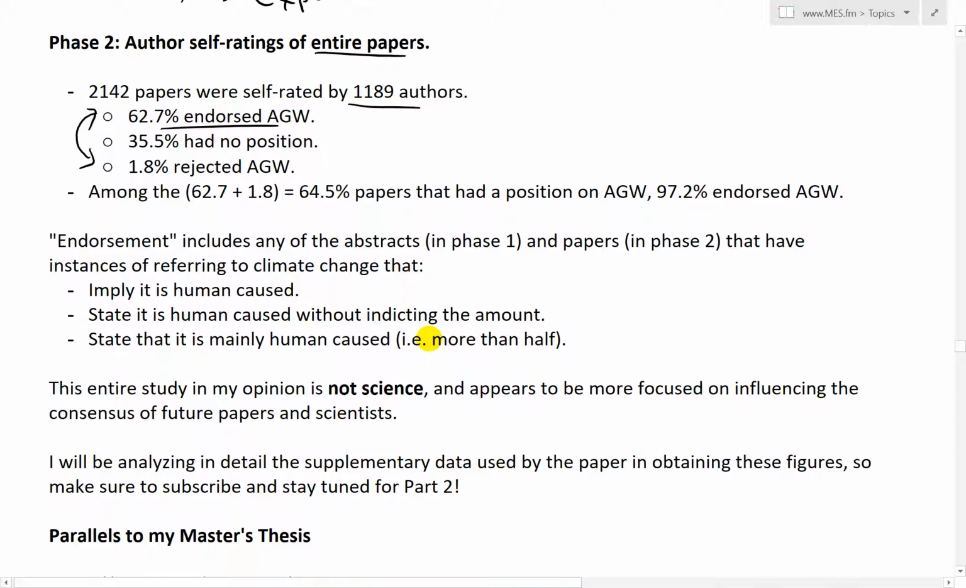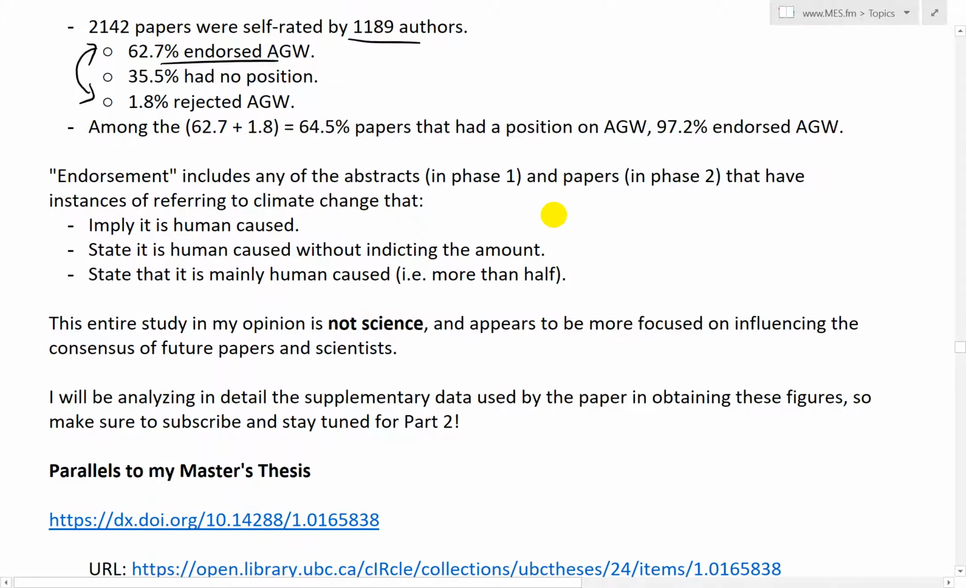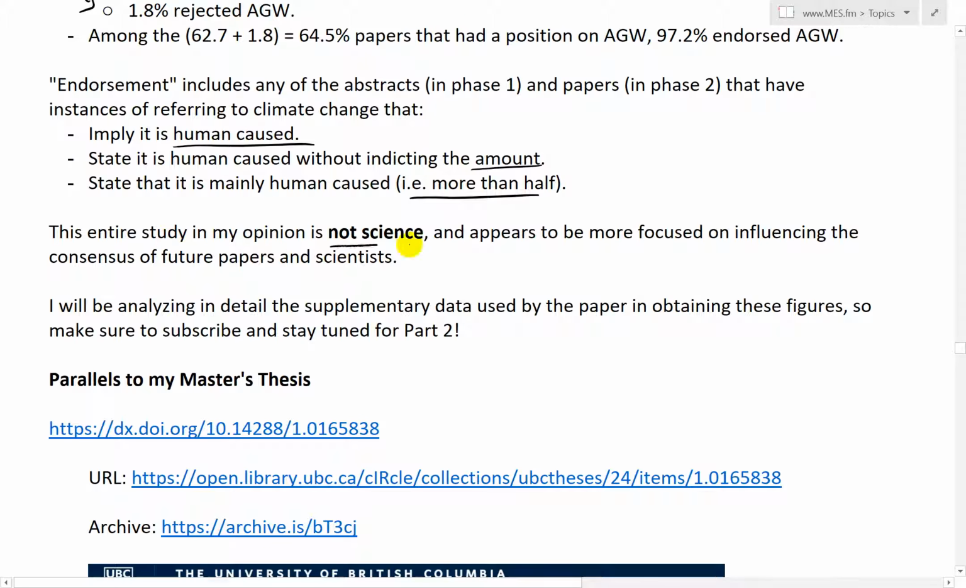An endorsement includes any of the abstracts in Phase 1 and papers in Phase 2 that have instances of referring to climate change that imply it is human-caused, state it is human-caused without indicating the amount, and state that it is mainly human-caused, i.e. more than half. This entire study is not science in my opinion, and appears to be more focused on influencing the consensus of future papers and scientists.